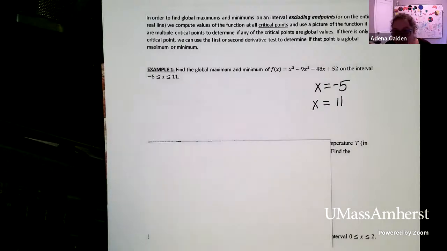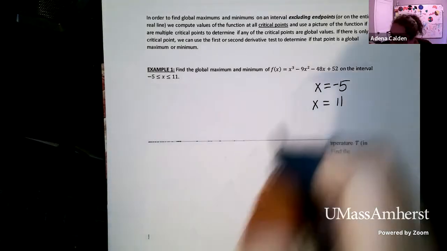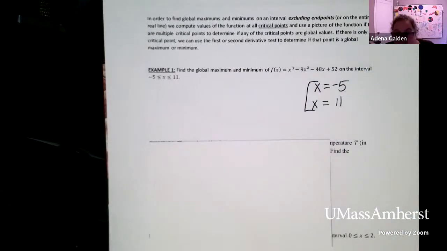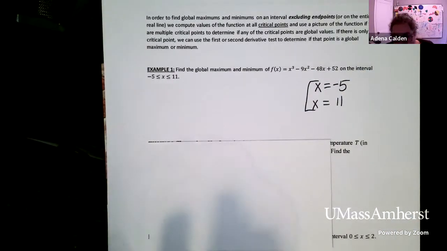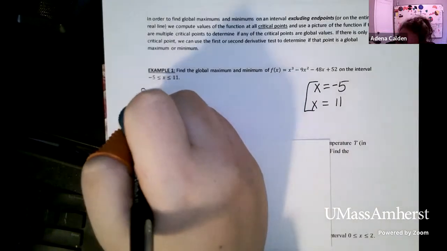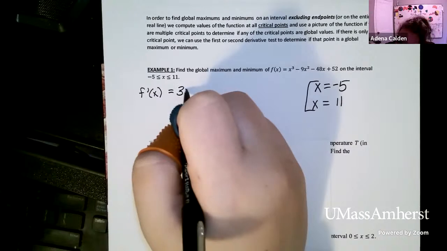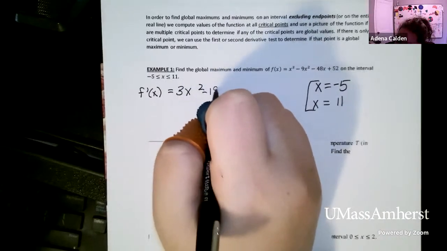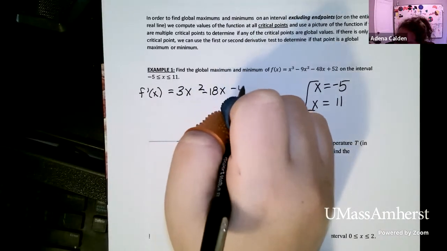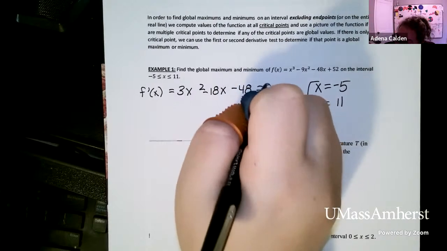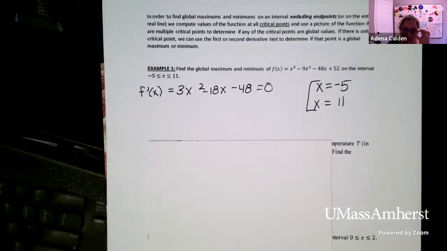All right. So we have our endpoints given in the problem. And now we need to find the critical points to add to this list. So we find the first derivative of our function, which is going to be 3x squared minus 18x minus 48. We want to know, when does that equal 0?